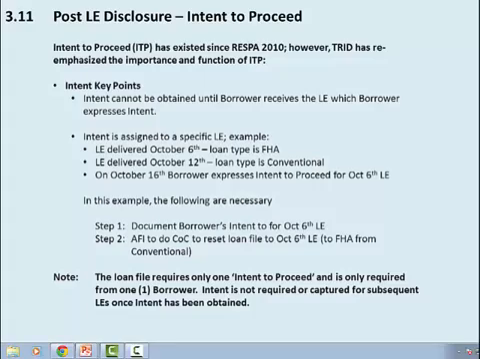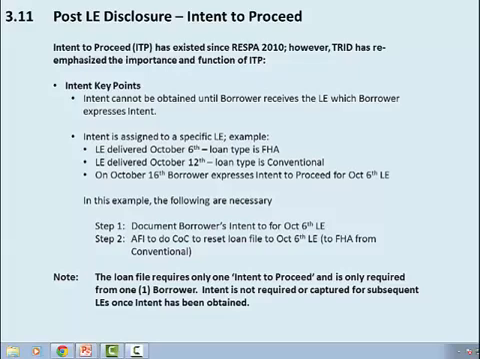For example, two LEs are issued on a loan file. First is the FHA loan type and the second is a conventional. If the borrower expressed intent on the first LE, which is FHA, then we need to do a COC to get the loan file from the current conventional information back to the FHA LE. Given this example of going from FHA to conventional back to FHA, it's easy to see why the pre-qualification process and loan scenario tools can be simpler and easier for the borrower.